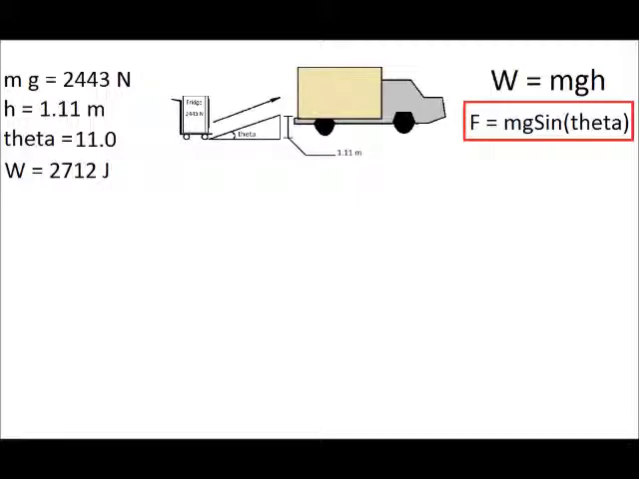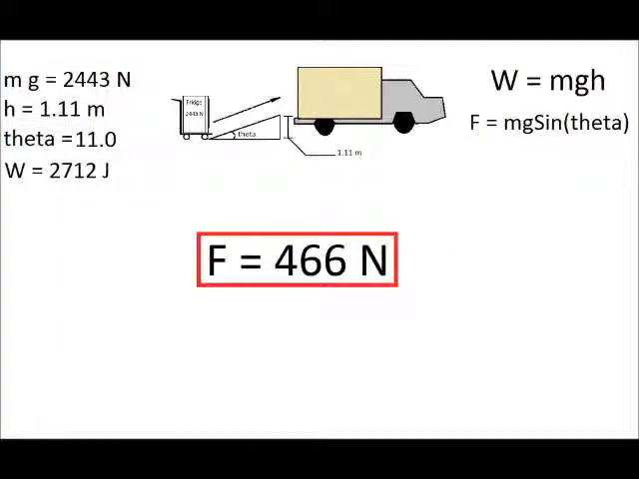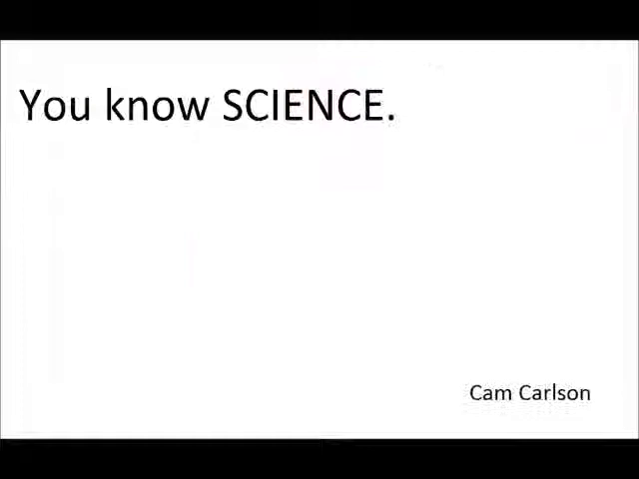Anyways, but the force here would be different because theta has changed. So you just take 2,443 newtons times sine of 11 degrees, and that will get you 466 newtons. And there we go. Great job.